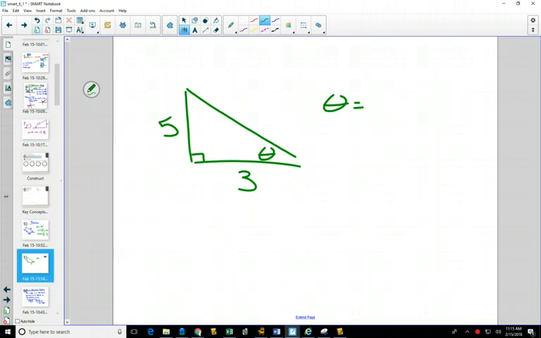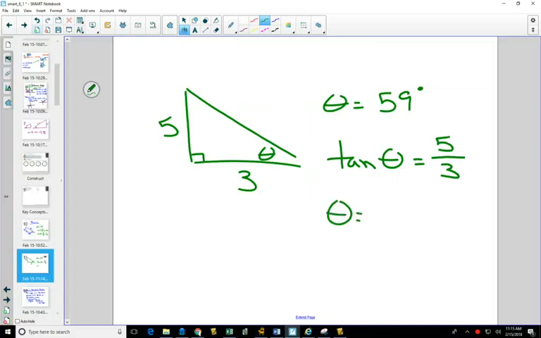Now this one with degrees, what did you get for degrees here? 59 degrees rounded, okay. And did you use sine? No, how come? You didn't have the hypotenuse. We had the opposite side and the adjacent side. So which one did you use? Tan. And the opposite over adjacent, so to find theta, we would do in our calculator the inverse tan of 5 over 3. Perfect.